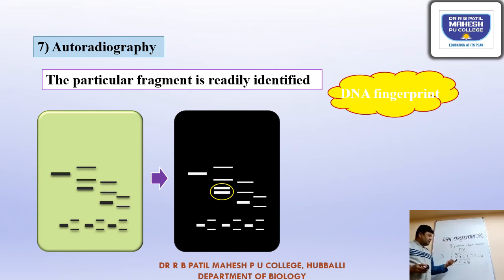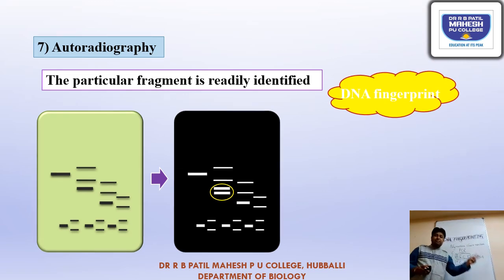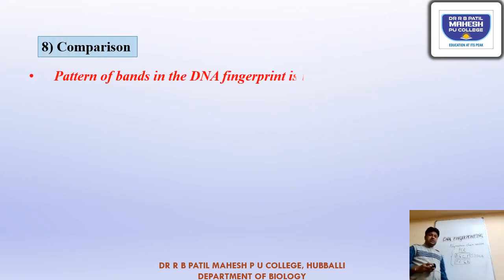So after autoradiography, look at here, we go for comparisons. Such patterns of bands in DNA fingerprinting are unique. When you compare parents and offspring, the offspring are almost similar. In some positions of the DNA, the bands are similar.